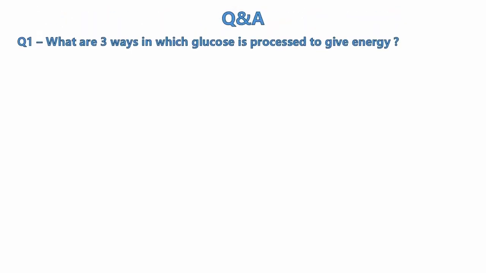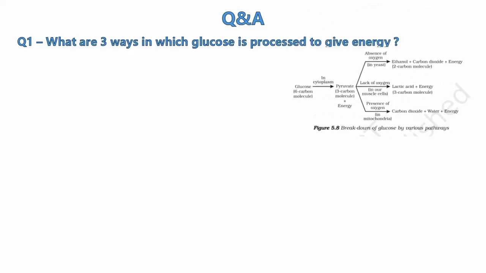What are the three ways in which glucose is processed to give energy? See, the three ways are shown in this image. Again, remember this image is just taken from the soft copy of NCERT just for the convenience of students. But the copyright of all the images belongs to NCERT only. So like shown in the image, the glucose is processed in three ways.